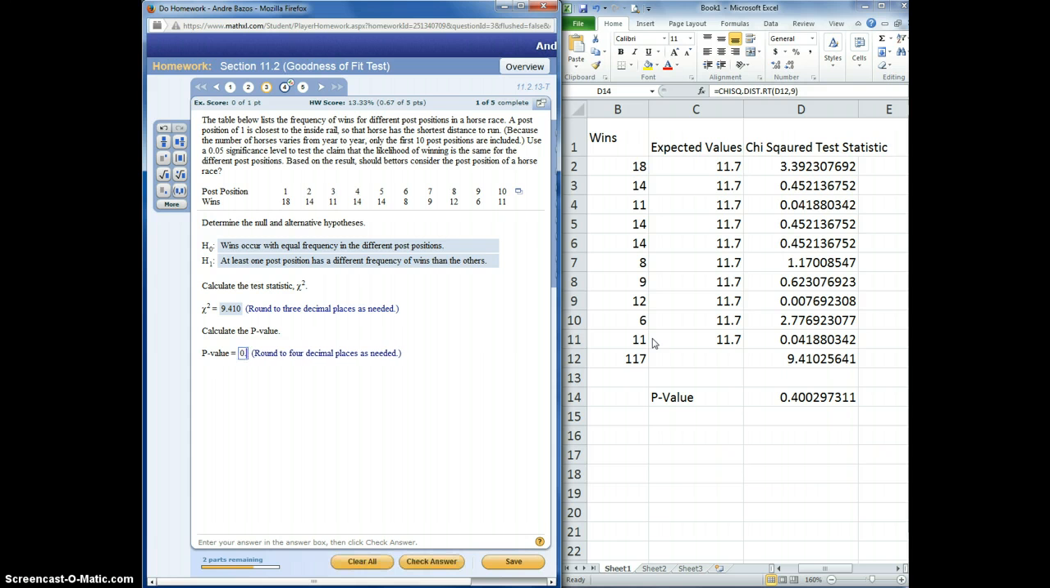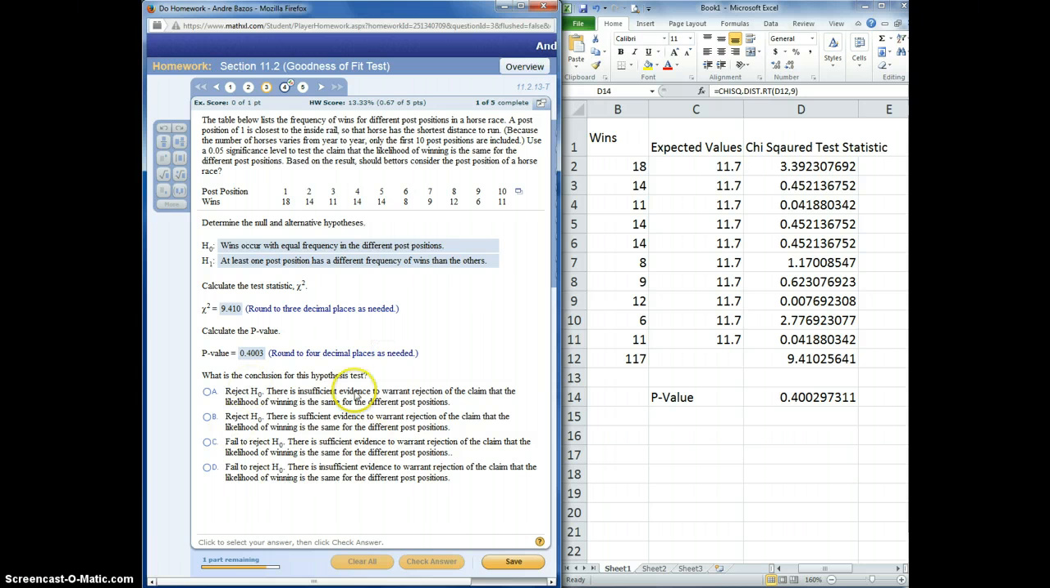Ooh, that's a large p-value. I want four decimals, so 0.4003. I check my answer, good job, and then I answer the conclusions. Okay, I hope this helps. So yeah, good luck.